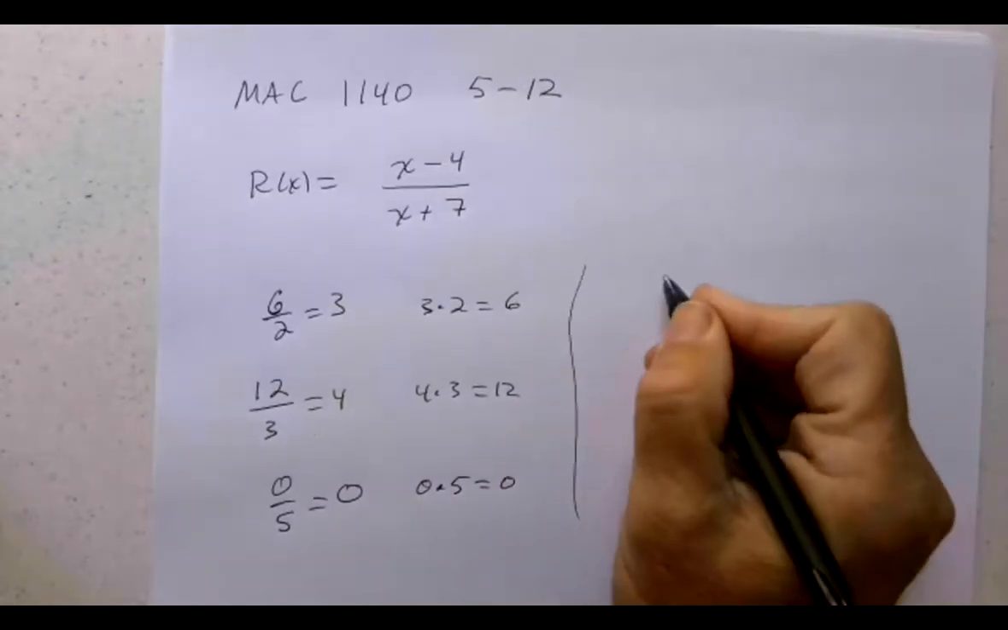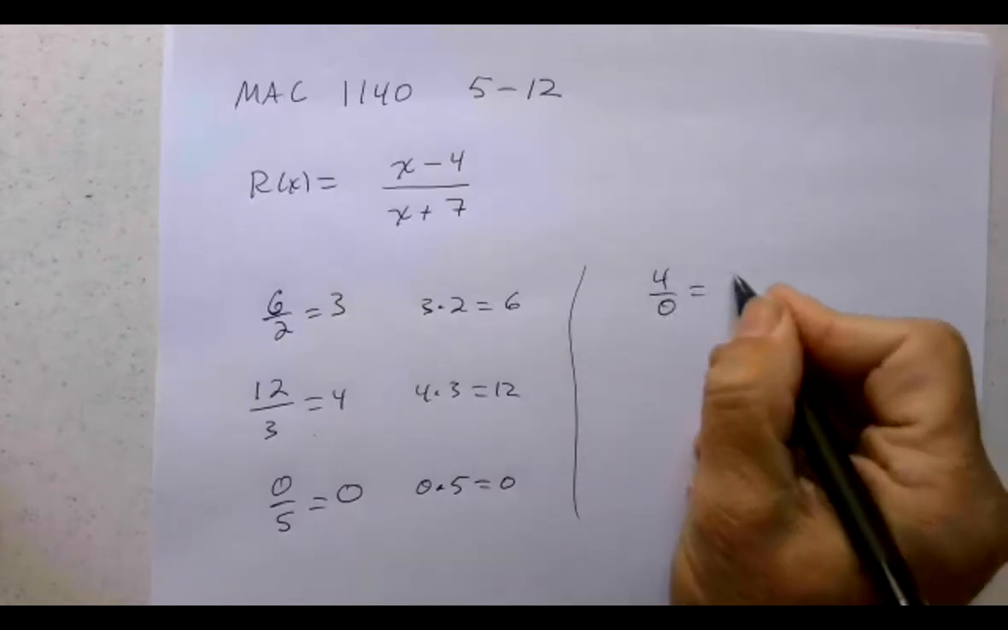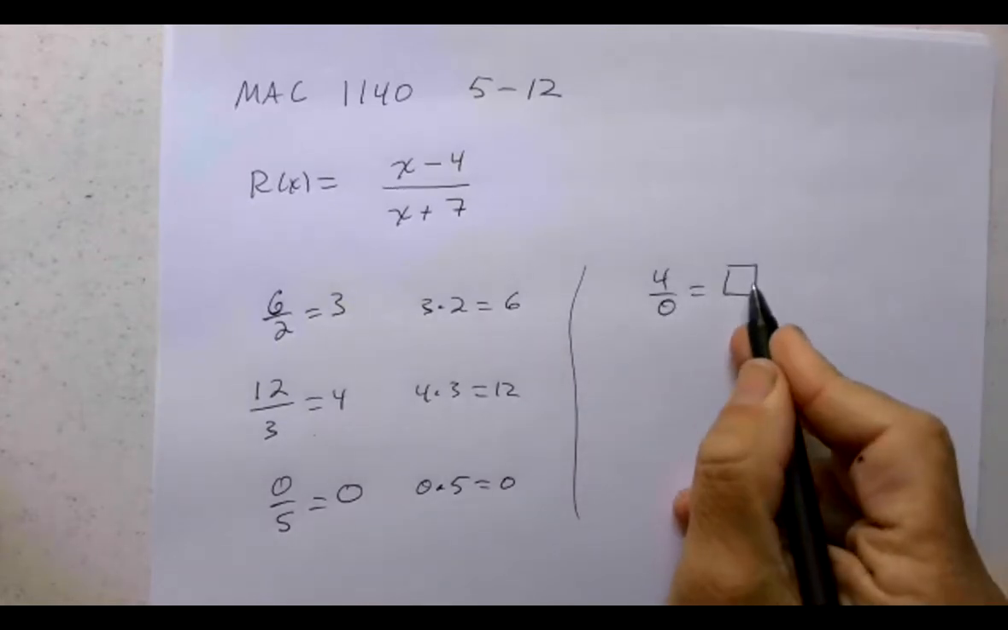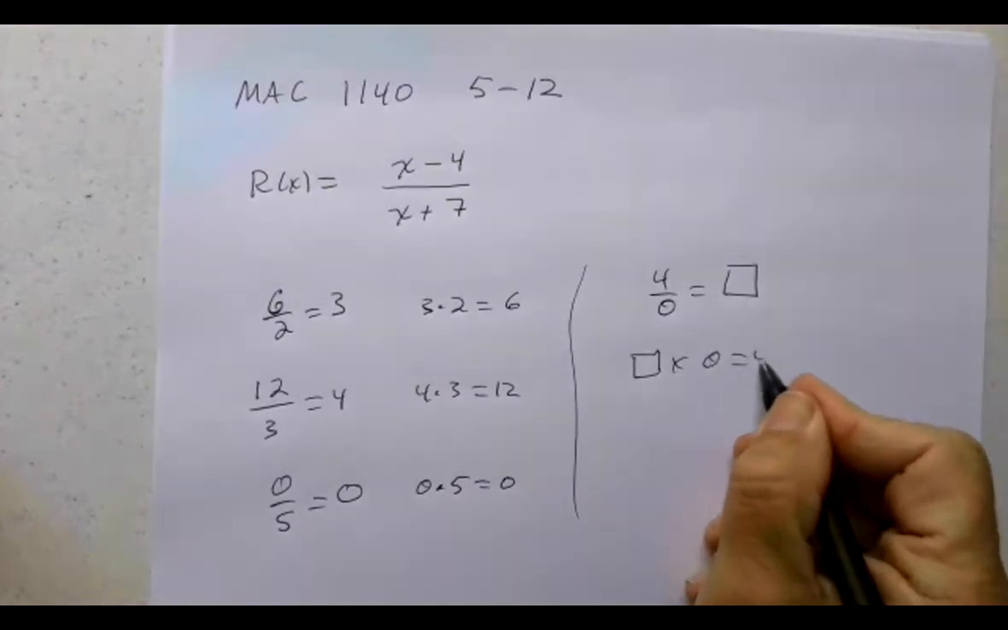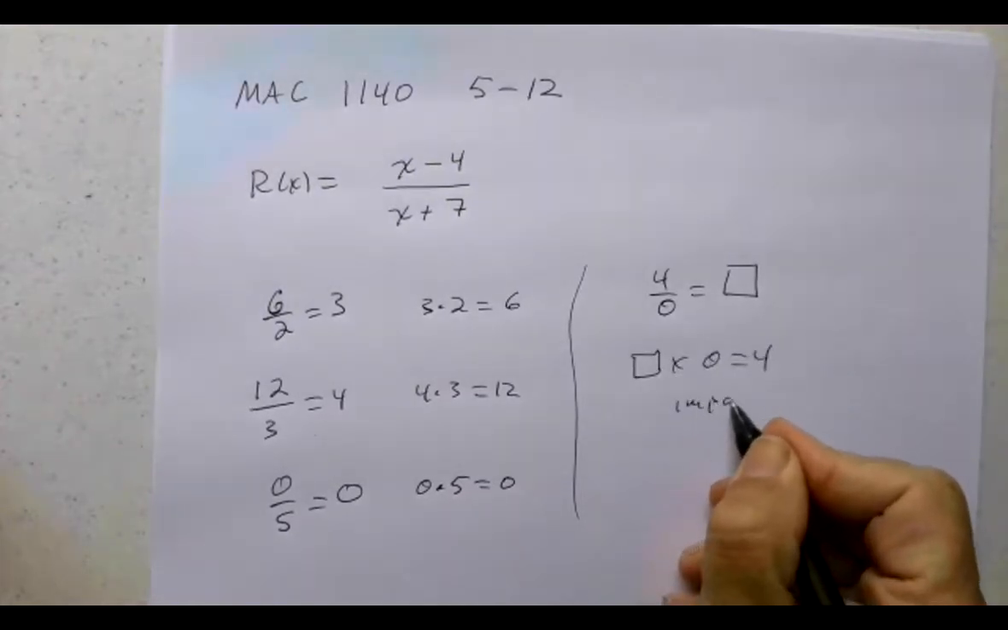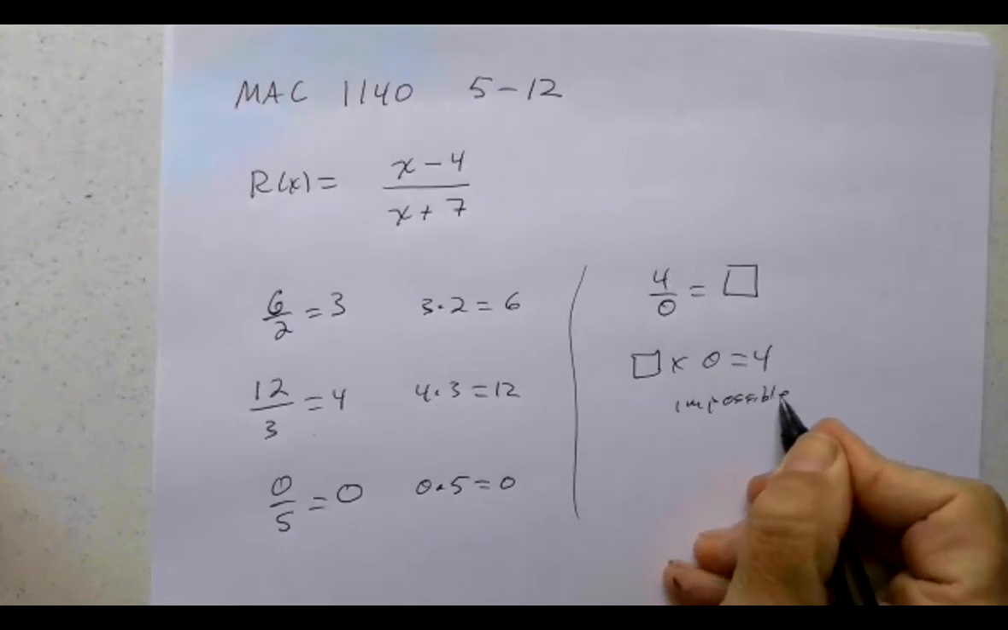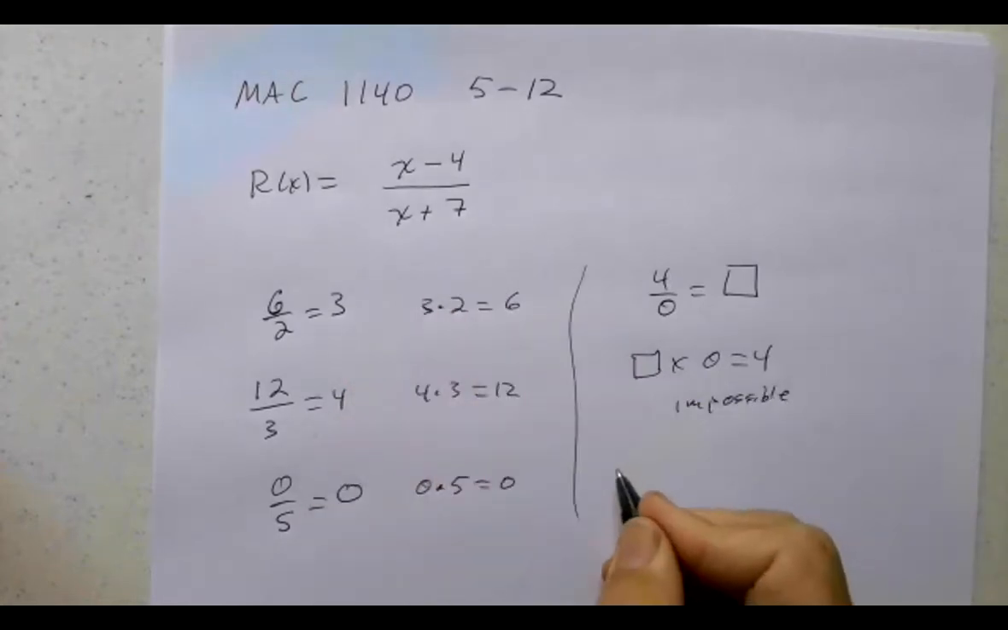But what is 4 divided by 0? If that was anything, anything times 0 would have to equal 4. And that's impossible. So that's why you can never divide by 0.